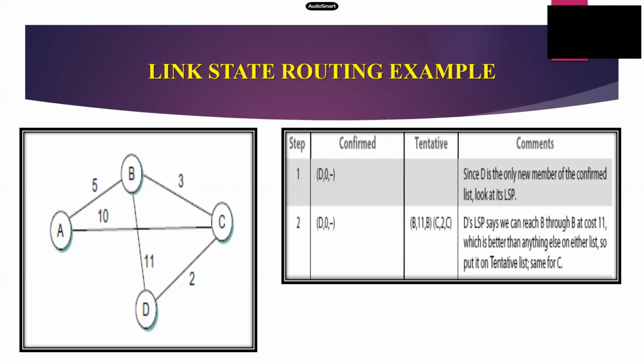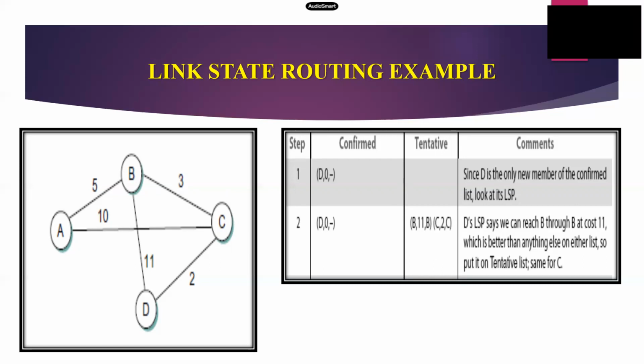Another node is what? To reach C, the cost is 2. What is the next hop? Directly connected. So C. So with respect to node D, we can reach B through B, cost is 11, which is better than anything else on either list. So which one is the least cost?